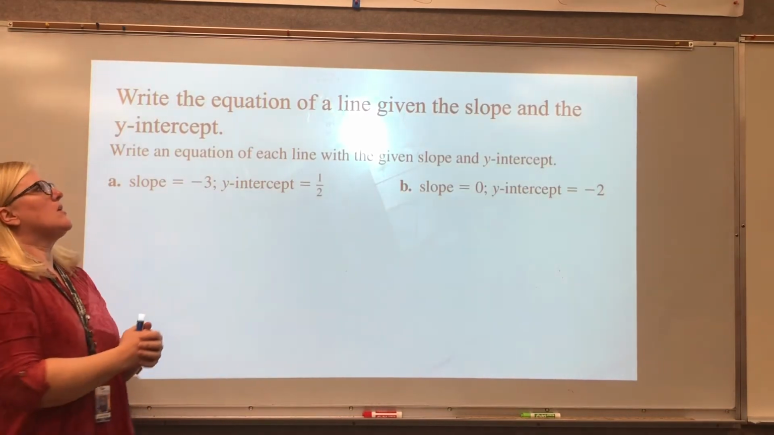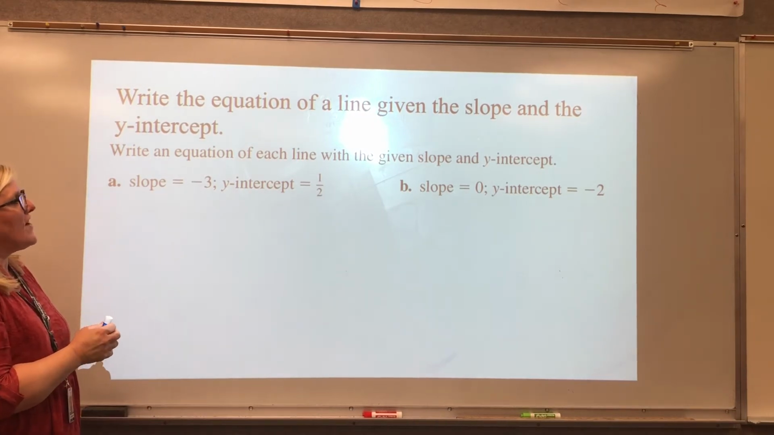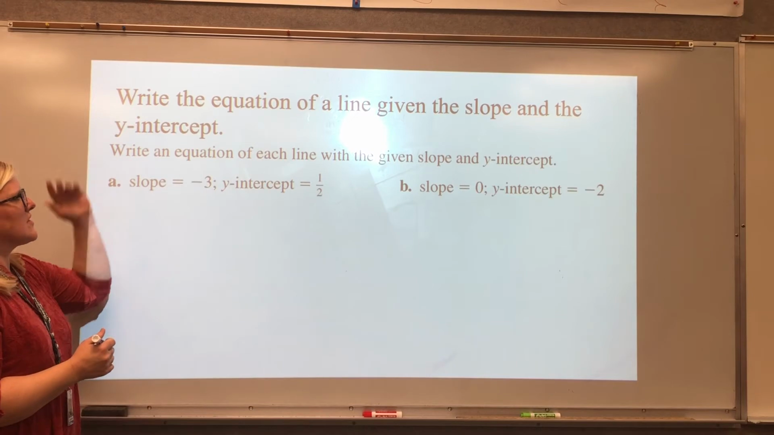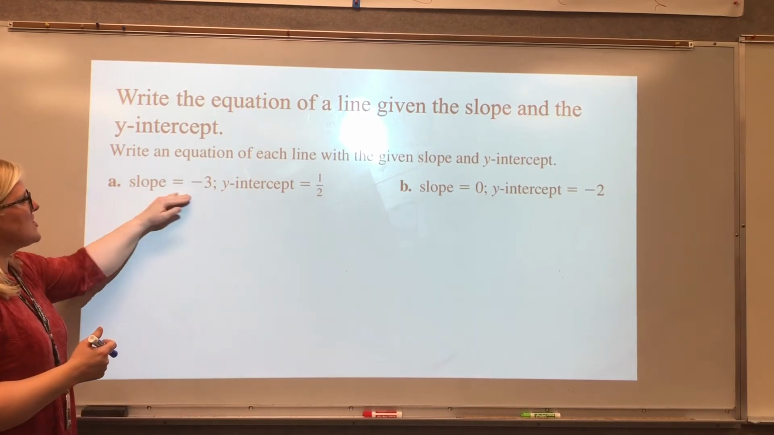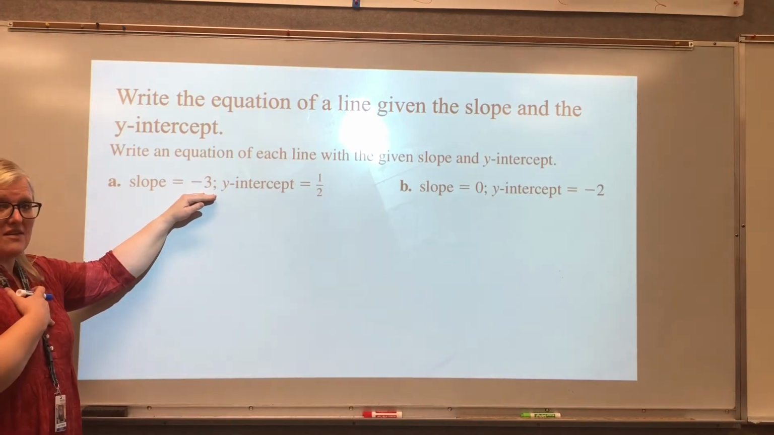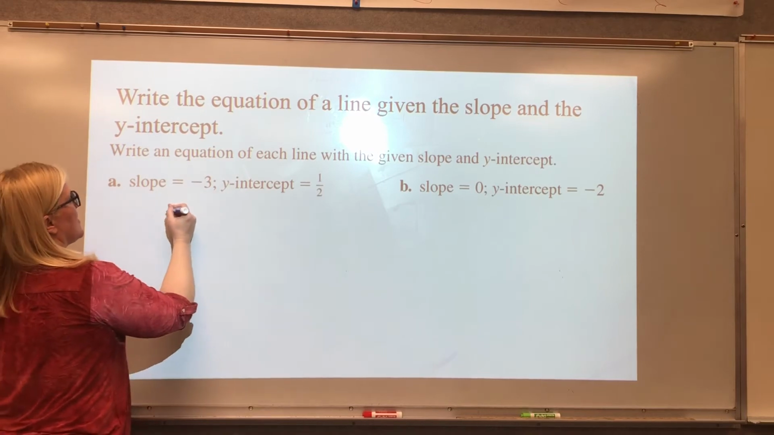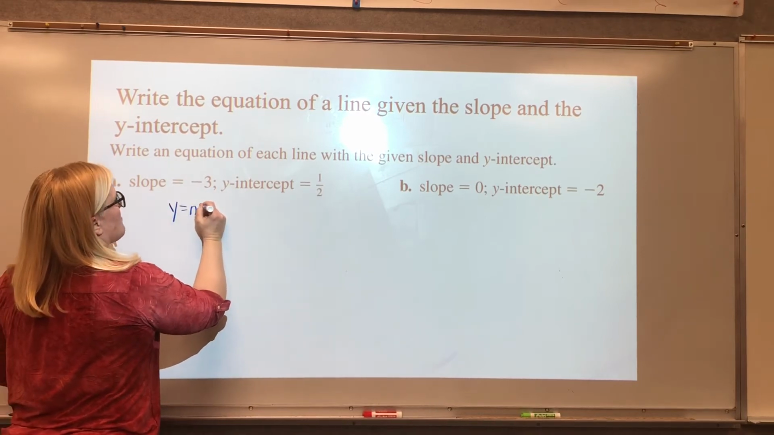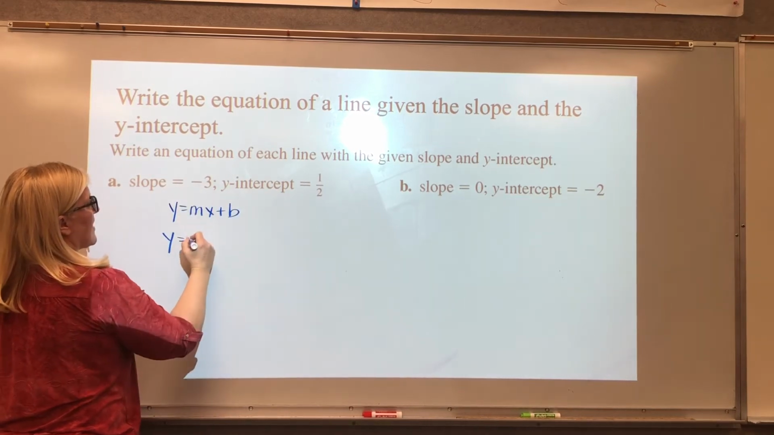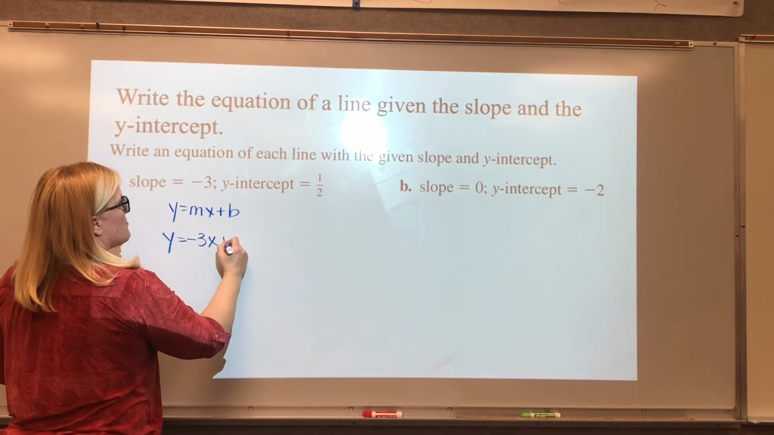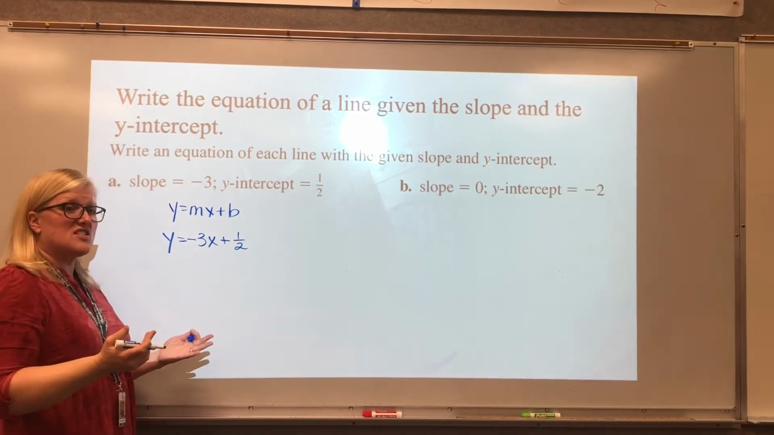Okay, so write the equation of a line given the slope and the y-intercept. Write an equation of each line with the given, I have that on there twice. That's kind of funny. Okay, so I'm given the slope. What have they given me? What do I have? I have the slope and I have the y-intercept, right? And I know that I have y equals mx plus b. So y equals my slope, negative 3x, plus my y-intercept, 1/2. And that's all there is to that.